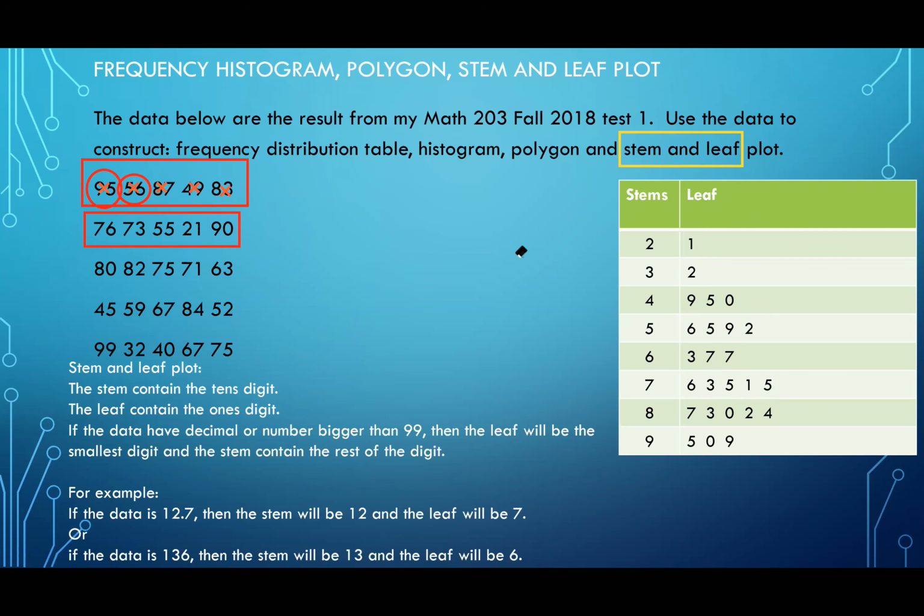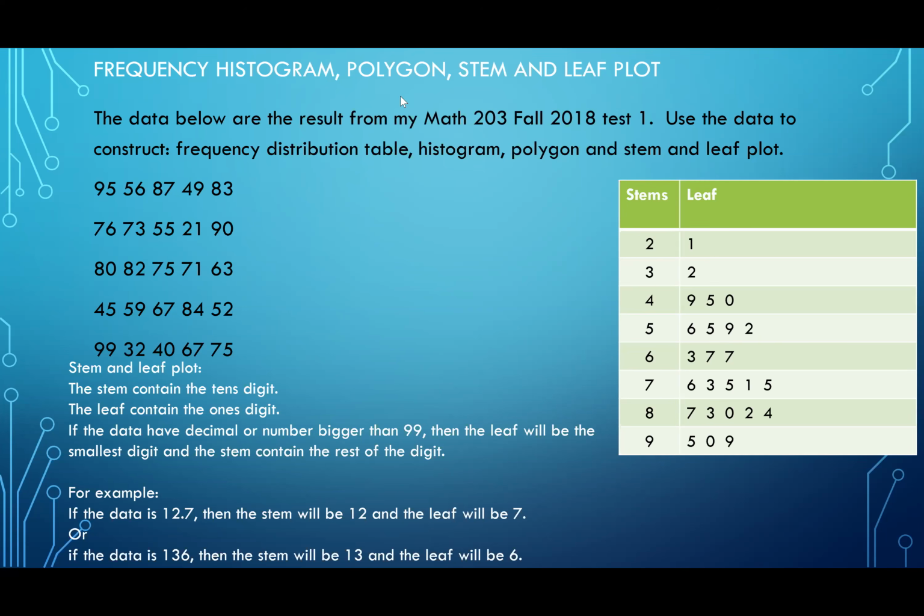Okay. So again, this is what we need to do, or this is how your stem and leaf plot should look like. Your stem, in this case, is the tens digit, and your leaf is the ones digit. So question here, how do we take this data? This is your goal. You take this raw data, and you put it in this stem and leaf plot.